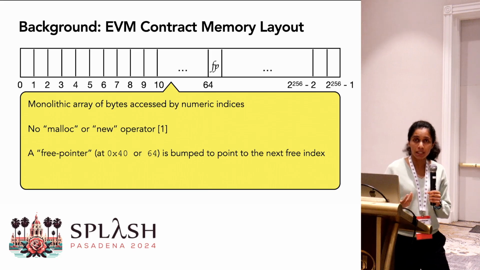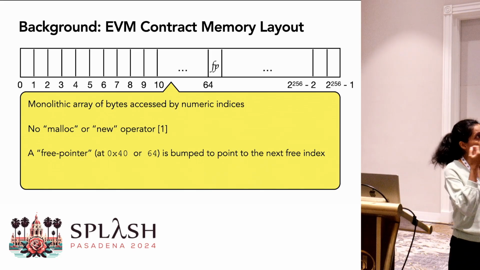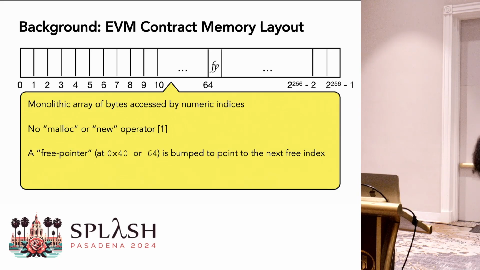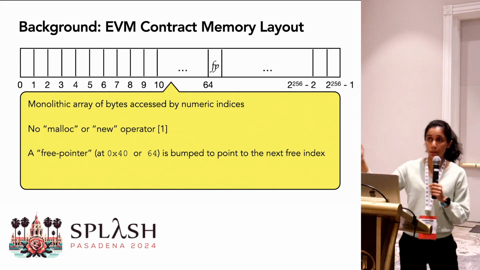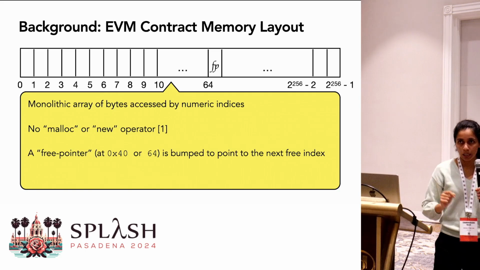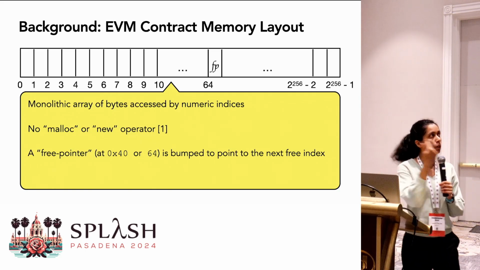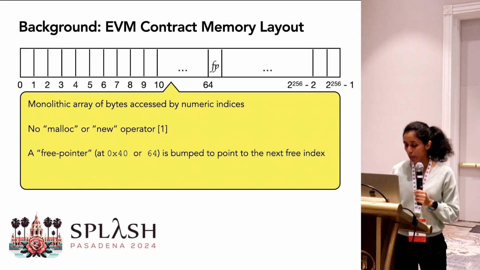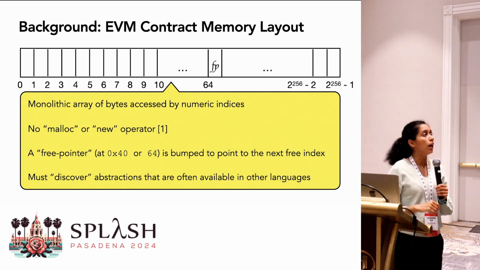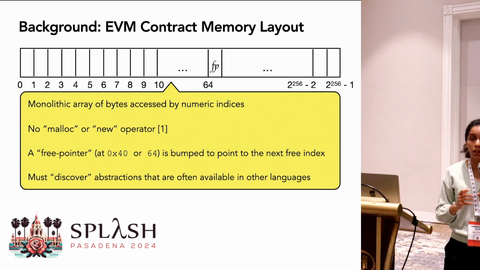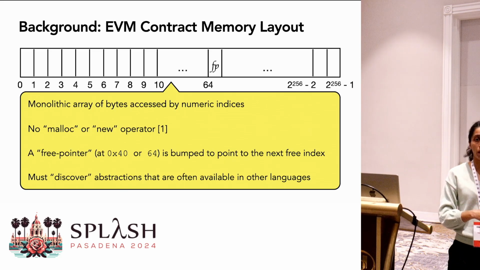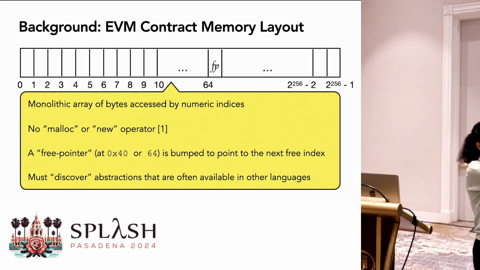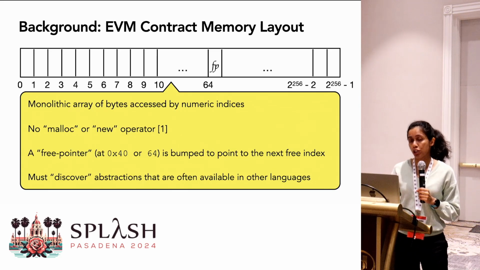So how does allocation happen? Basically, there is a particular value called the free pointer. The free pointer lives in a particular slot in this memory, and it's always slot number 64. Anytime you need to do allocation, you read the value of the free pointer. It tells you where the next free slot is, and you can allocate your object there. As you can see, this is pretty low level, and there are no techniques available that can be used to infer the high-level abstractions that you can easily get in languages like C or Java with explicit allocation mechanisms.